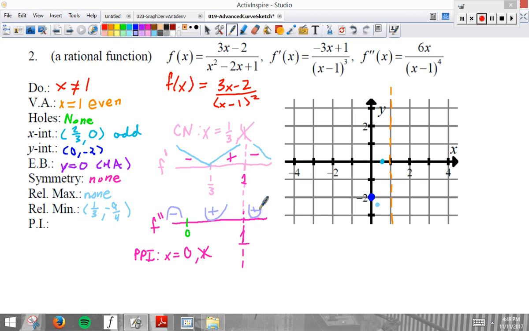Positive f double prime means concave up for f. Be very careful. Yikes. So 0 is a point of inflection. Luckily for us, we've already calculated its y coordinate by using f. It's the y-intercept. Okay, right there. Combining these two, we're talking about a concave down behavior until we get to 0.